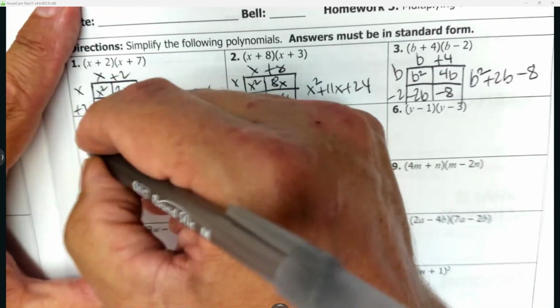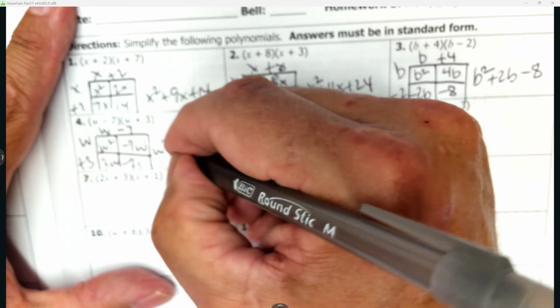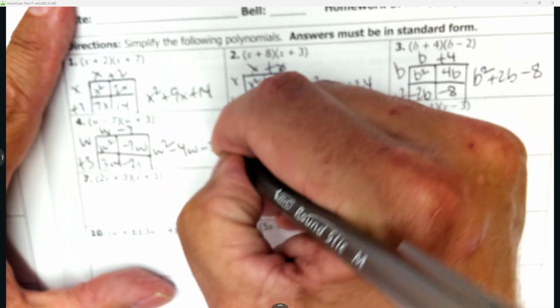Again, we're going to draw this out. One side will be w subtract 7, the other is w plus 3, and then multiply it. And we end up with w squared minus 4w minus 21.